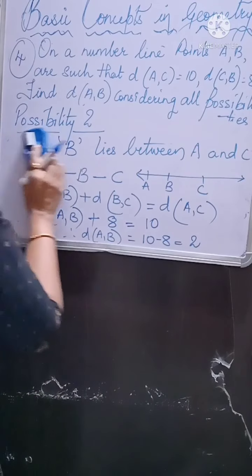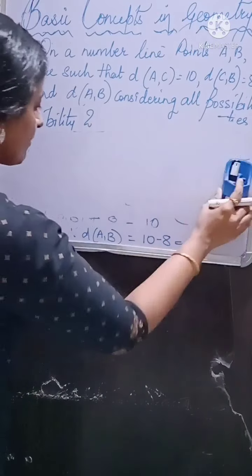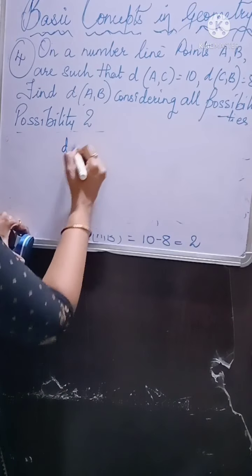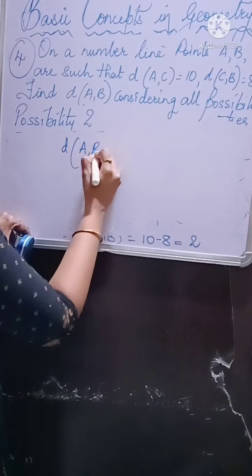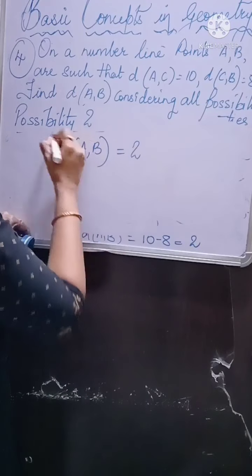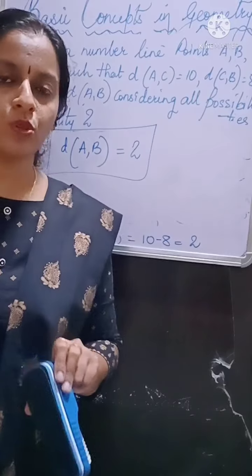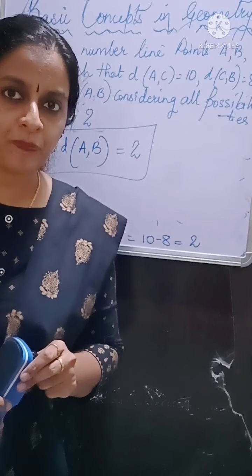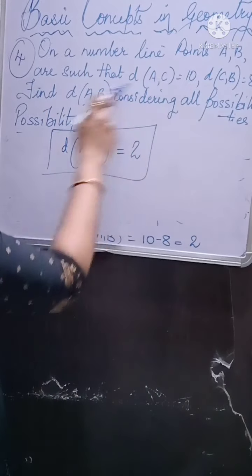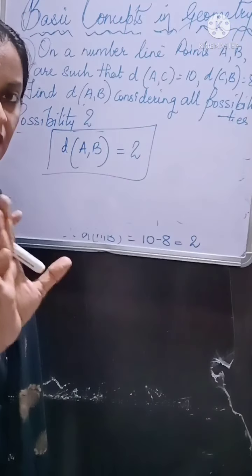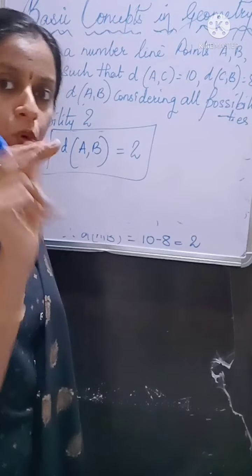So we got the second possibility answer. First possibility we got 18, second possibility we are getting the answer as 2. So distance between A comma B can be 2. Both the possibilities you have to show. Understood? Okay. So if they are asking, find the distance between A and B and only 2 distances are given, you will consider 2 possibilities.